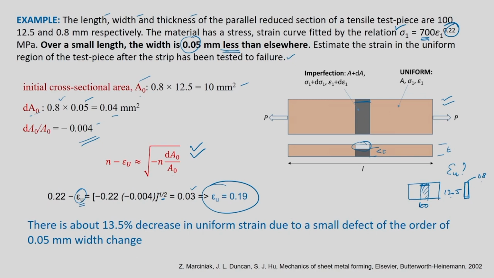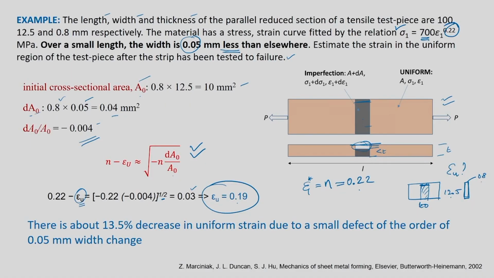Now, the interpretation is: if there is no imperfection, if the material is perfect, then as per our previous theory your epsilon 1 would be equal to n, which is nothing but 0.22. Or you can call this epsilon 1 star. This is nothing but your epsilon u only when there is no imperfection, right. Now, this 0.22 has become 0.19 because you are having an imperfection of such a small value, 0.05 mm. So, you can get the percentage difference, isn't it?